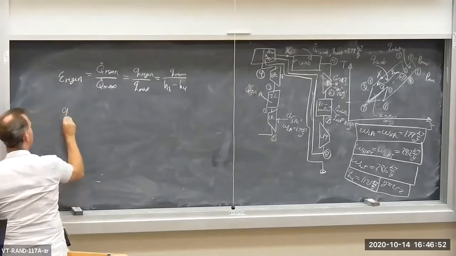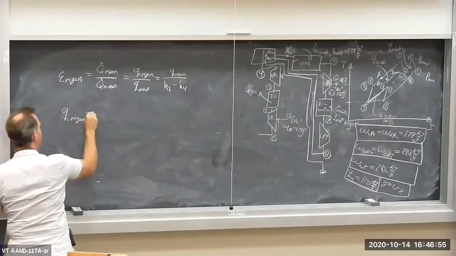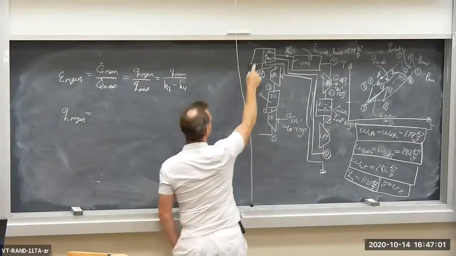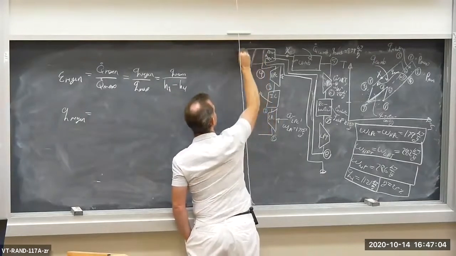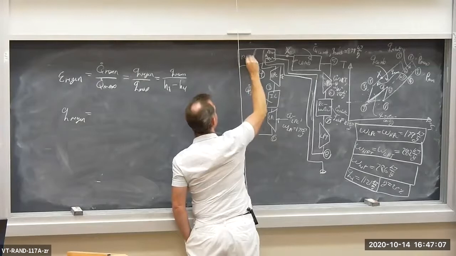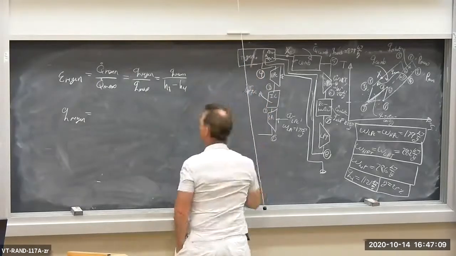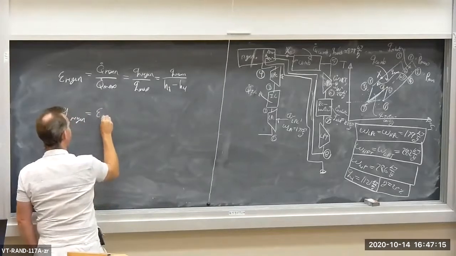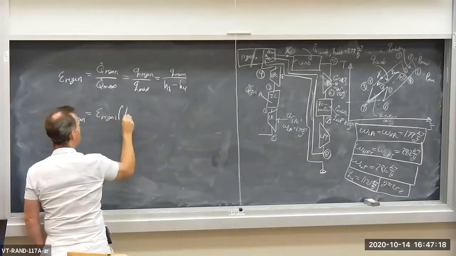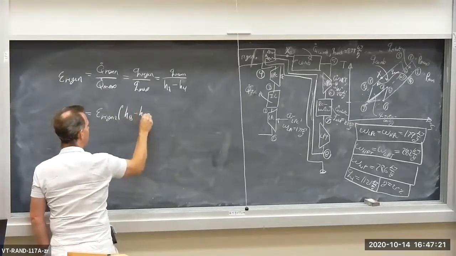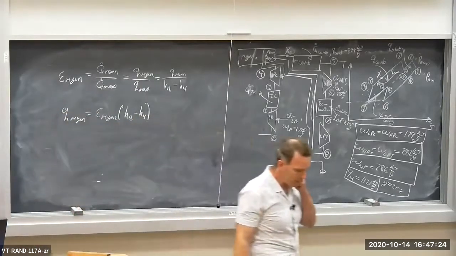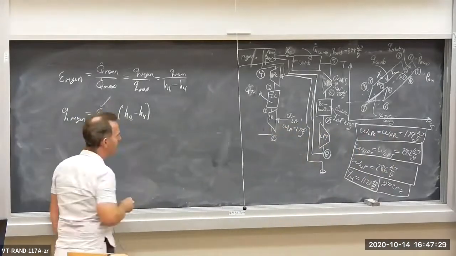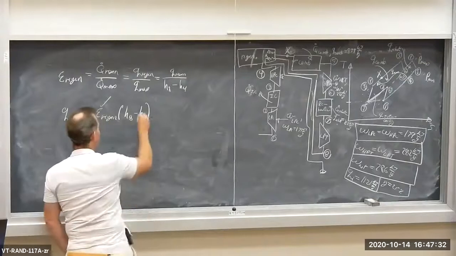So let me calculate Q regen. Let's calculate the heat transfer per unit mass in my regenerator. So here's my regenerator. Q regenerator equals the effectiveness of the regenerator times H8 minus H4. The effectiveness is 75%. Check, I got this. H4, I think I had that at some point.